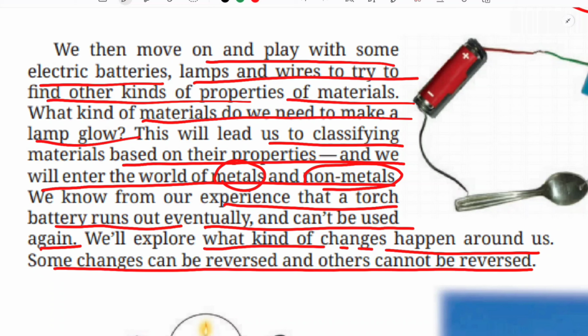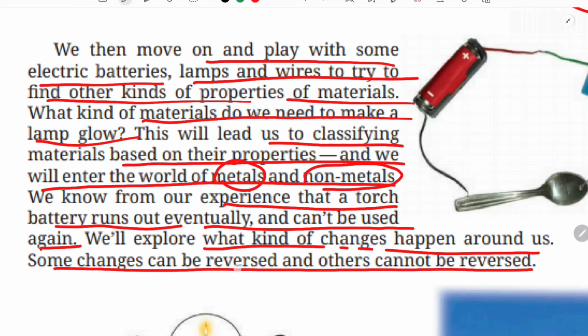But these days what happened? There are so many rechargeable torches in the market, isn't it? But we are not talking about the rechargeable one, the one which runs with a battery. Once the battery drains off, that torch will not run. Like we have not only the torch, we have the wall clock also, isn't it? The clock also needs a battery to run. We don't recharge it, but once the battery is drained out, we need to change it again. That means that change which cannot be reversed is irreversible.